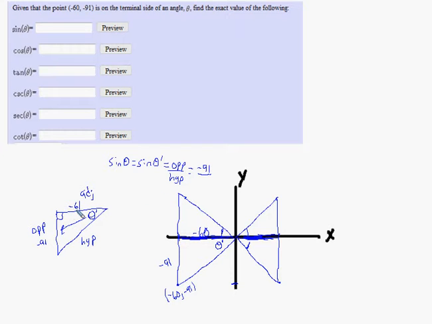If I know this side is negative 61, and I know that side is negative 91, I can use the Pythagorean theorem to find the hypotenuse. So that would look like this. I'd have, by the Pythagorean theorem, negative 61 squared plus negative 91 squared equals my hypotenuse squared, which I don't know. That's why I'm just going to label it h.